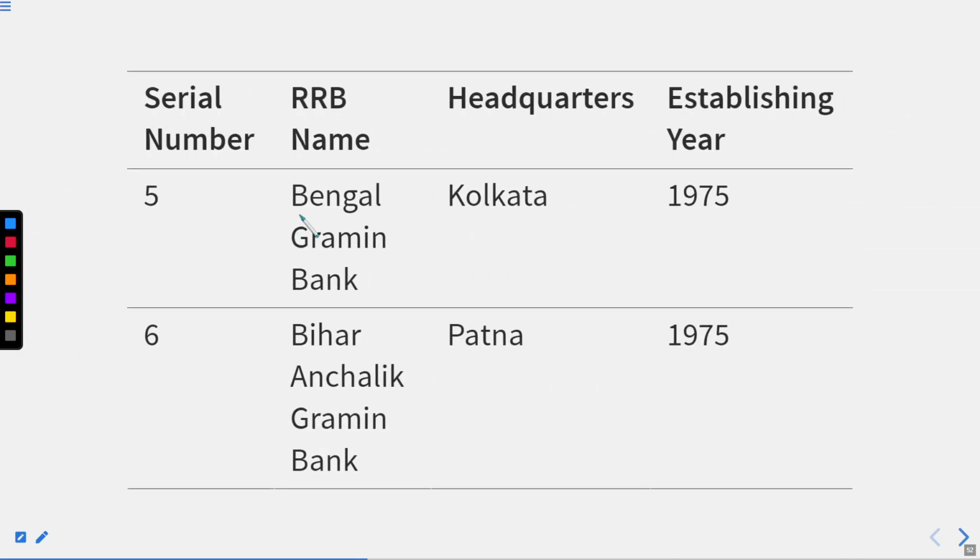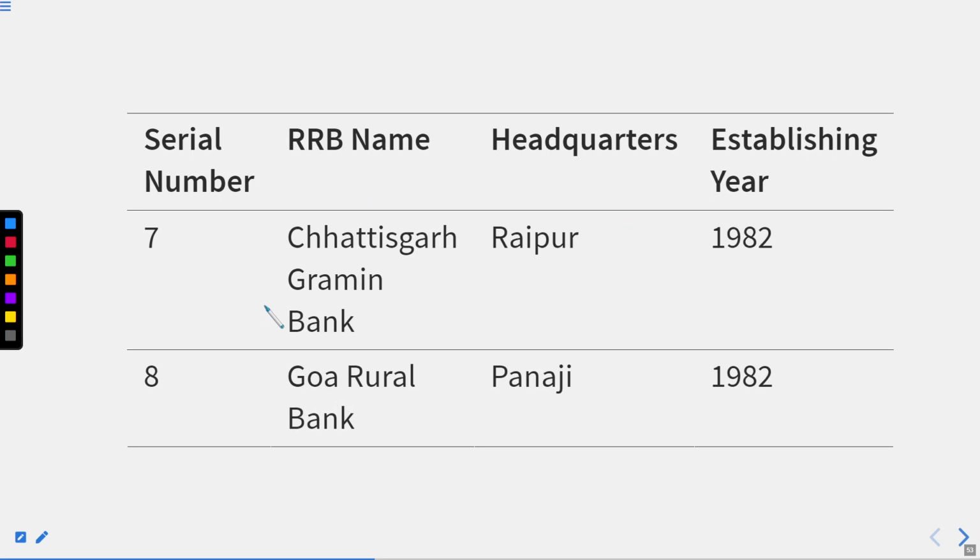Then we have Bengal Gramin Bank, headquarters at Kolkata, established in 1975. We have Bihar Anchalik Gramin Bank, headquarters at Patna, established in 1975. Thereafter, we have the Chhattisgarh Gramin Bank, headquarters at Raipur, established in 1982. Thereafter, we have the Goa Rural Bank, headquarters at Panji, established in 1982.